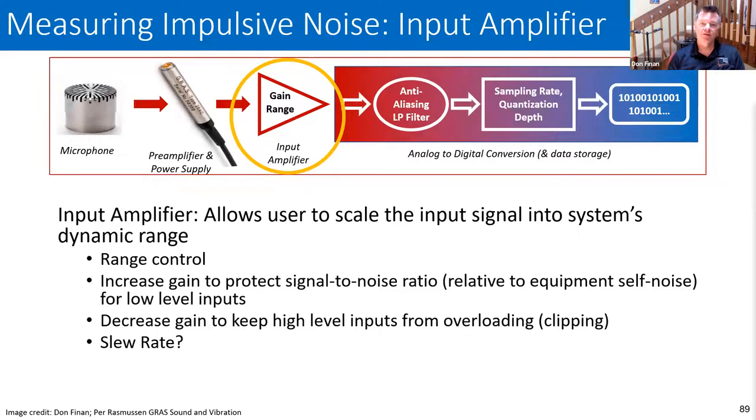All right, input amplifier. This input amplifier allows you to scale the range of a sound level meter. That might be automatic or it might be manual on the sound level meter itself. So there's a range control. We can increase the gain to protect the signal-to-noise ratio, so we have enough signal versus the background noise, and especially the equipment self-noise, for low-level inputs. But we also can decrease gain so that we don't have overloading or clipping. There's a slew rate issue here as well. The slew rate for that input amplifier also has to be very, very high, essentially matching the previous components.